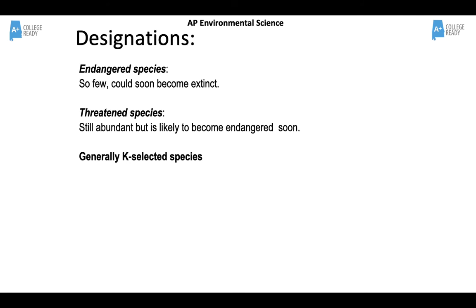So endangered species means that there's so few individuals left that they soon could become extinct if something is not done. Threatened means that they're still abundant, but they're likely to become endangered soon. And many of these endangered and threatened species are K-select species, which typically have a more narrow niche, lower reproductive rate, and so on and so forth.